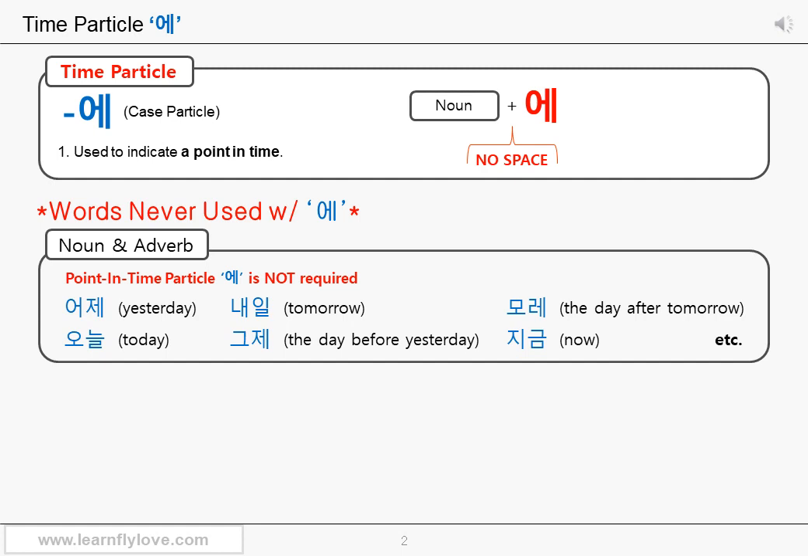In English, you don't have a noun for the day before yesterday and the day after tomorrow, but Korean has. Of course, you need to memorize these words rather than understand them.